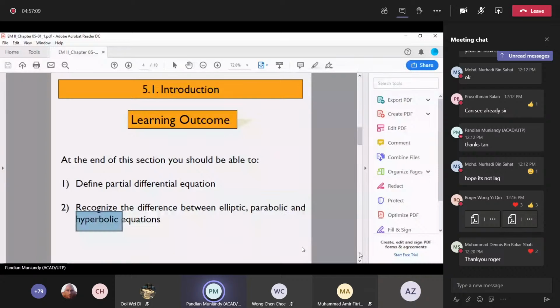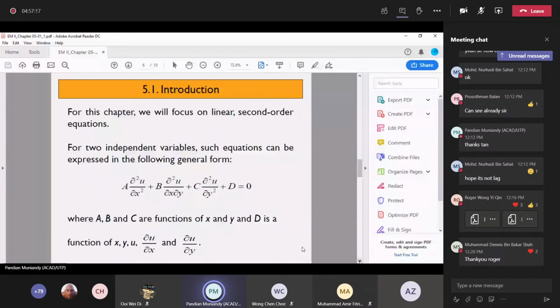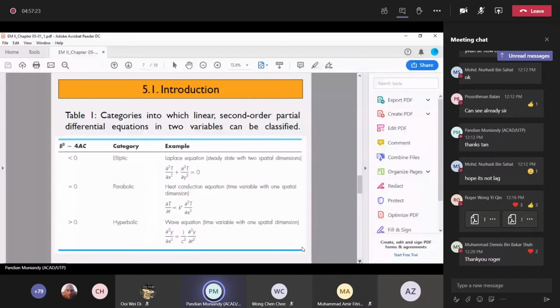A more precise term in real world application is, we have another name for that. Okay, so now you see the table. This is called Table 1: categories into which the linear second order partial differential equation in 2 variables can be classified as follows.